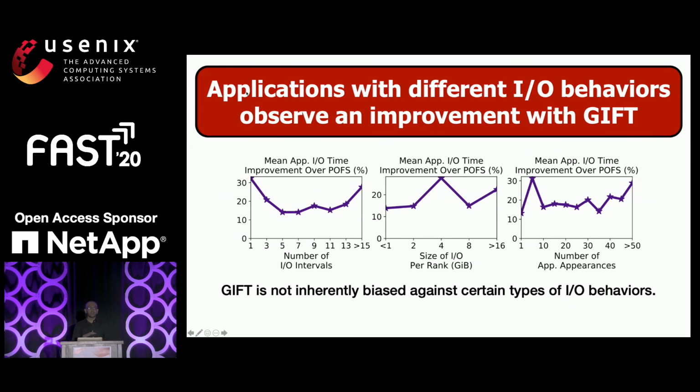And we see that across the board, the I/O time improvement is actually positive. So Gift is not biased towards any particular application characteristics. And more importantly, it's not biased against any particular application characteristics. It just leverages how the applications are performing I/O together and uses that to manage the bandwidth more effectively.